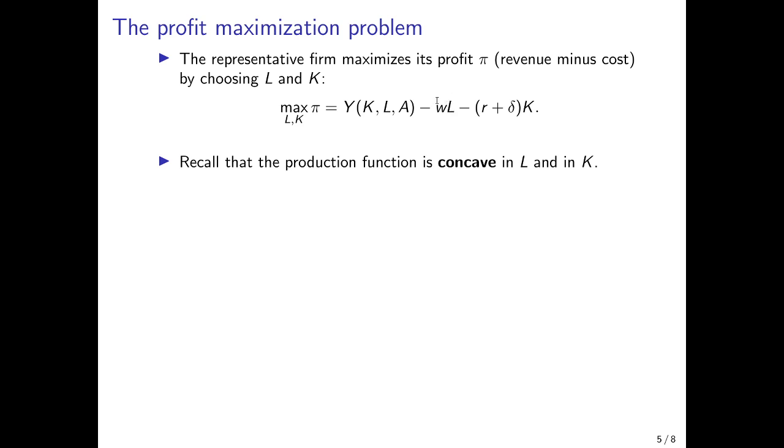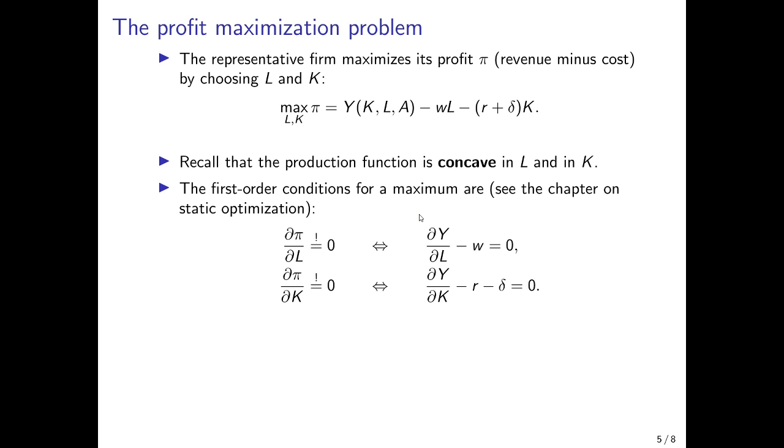Now, we know that this function here is linear in employment, this function here is linear in capital. So if we subtract these two linear functions from a concave function, the result is again a concave function. So the profit function is concave, and then you can look up in the chapter on static optimization that this implies for the maximum that we only need to check the first order conditions. We do not need to check the second order conditions because we know the function is concave. So we know that if the derivatives fulfill the first order conditions, then this is the maximum.